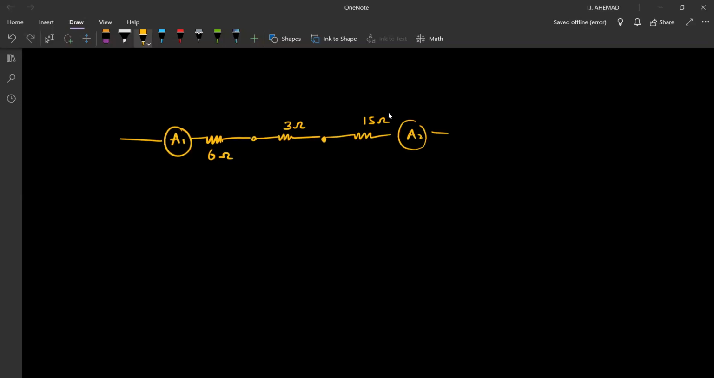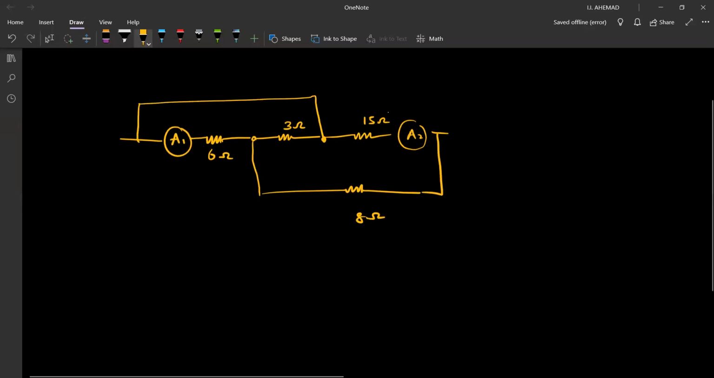Between these two nodes, we have an 8 ohm resistor connected, and these two nodes are short circuited. They have given information that ammeter A1 reads 1 ampere. So we have 1 ampere of current flowing through this resistor. So we have to find this reading. I mentioned using nodal analysis for this question should be easy.